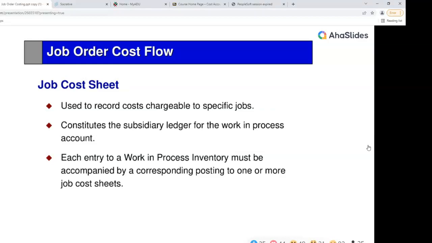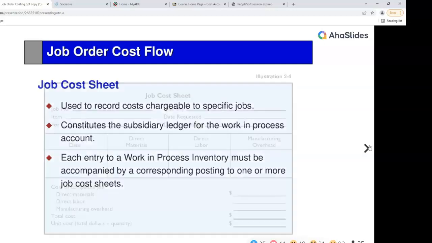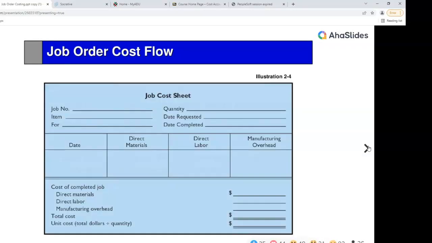Every entry to the work in process inventory must be accounted for by a corresponding posting to the job cost sheets. And we will demonstrate this. I just want you to keep that in mind. All right. There's your job cost sheet.